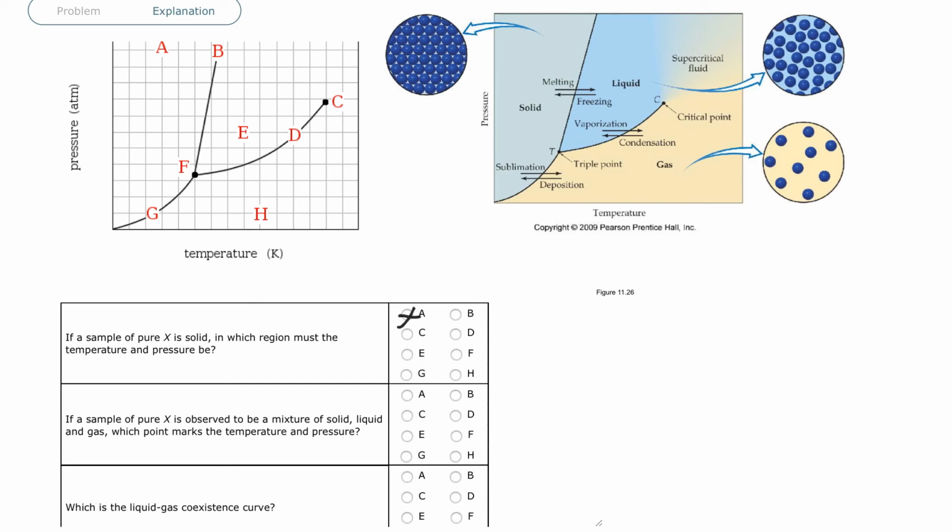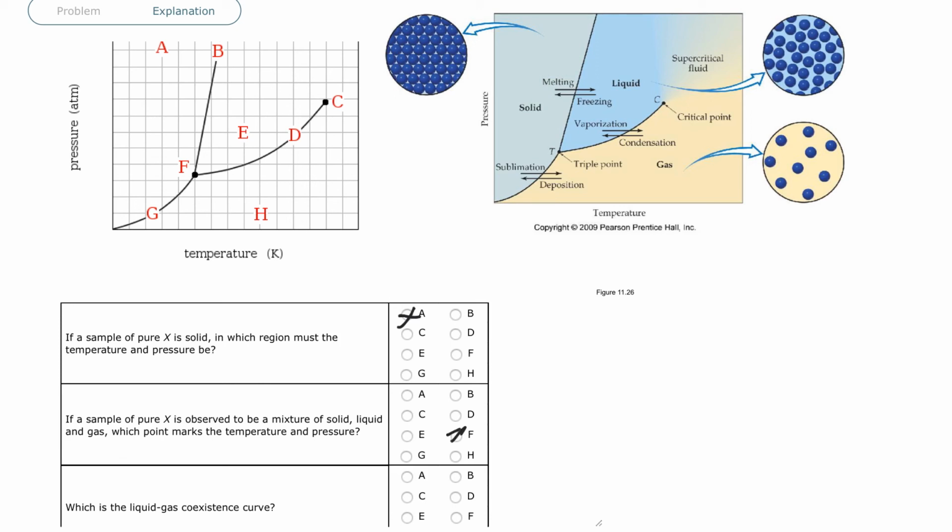The second question is, if a sample of pure X is observed to be a mixture of solid, liquid, and gas, what point marks the temperature and pressure? Well, that's called the triple point, and the triple point is at F.